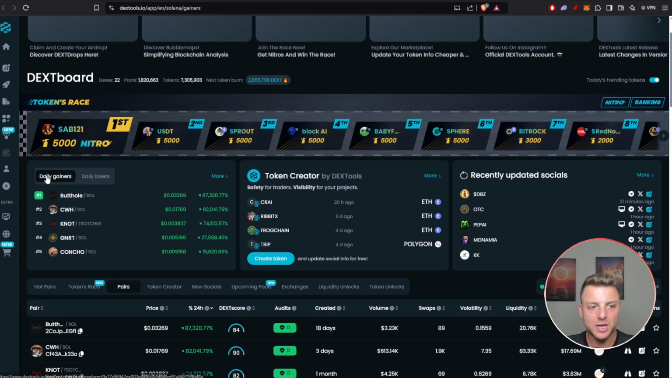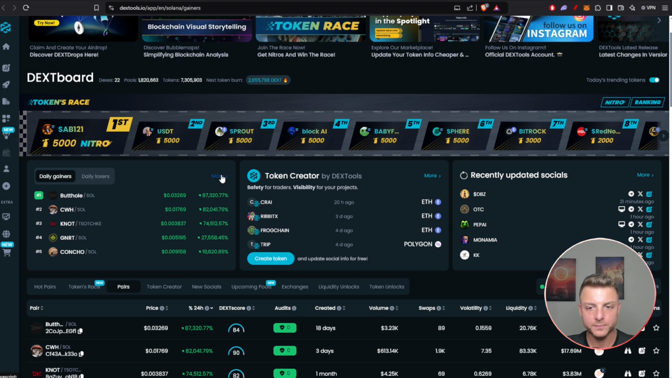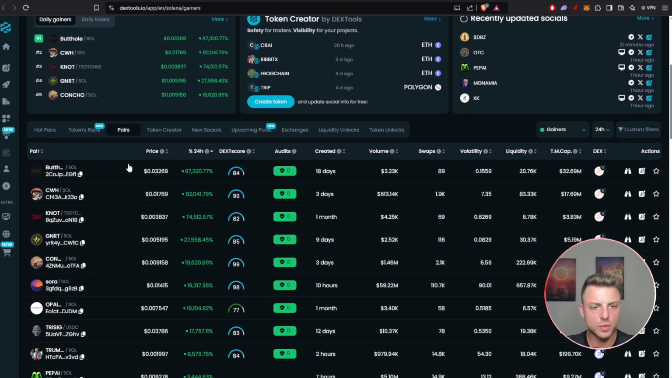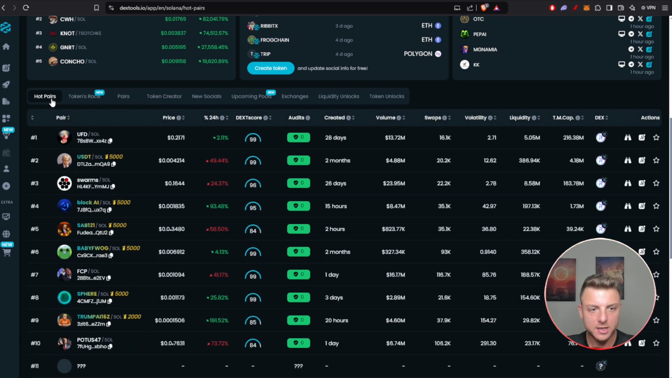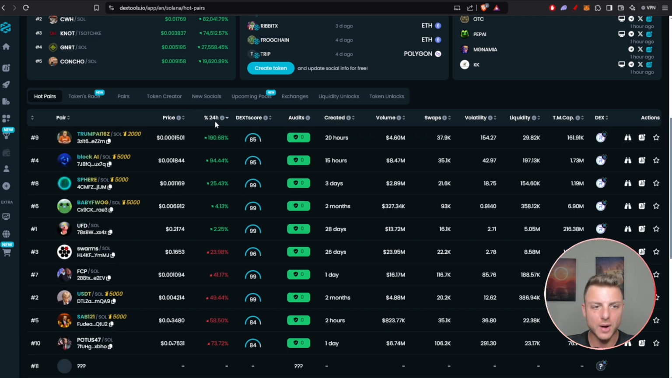So I've firstly shown you this daily gainers section. Then you can actually scroll down, and not only do we have this pairs section, but we can go by hot pairs. So we can see some of the top trending pairs right now. Then we can also go by this 24-hour section.